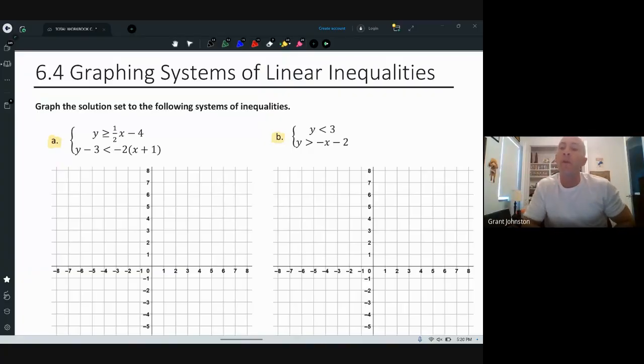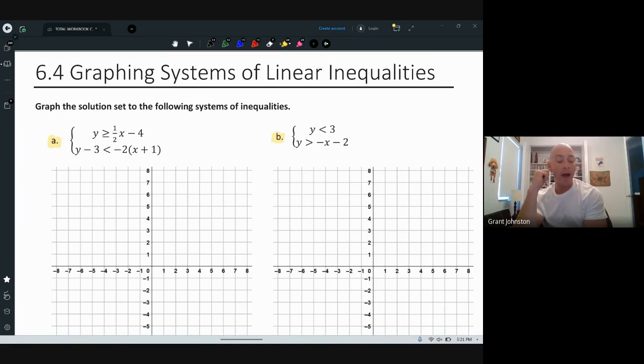Graphing systems of linear inequalities. Graphing systems of linear inequalities is similar to graphing systems of equations. You just have multiple inequalities to put on the same coordinate axis. So here we go. Graph the solution set to the following systems of inequalities.